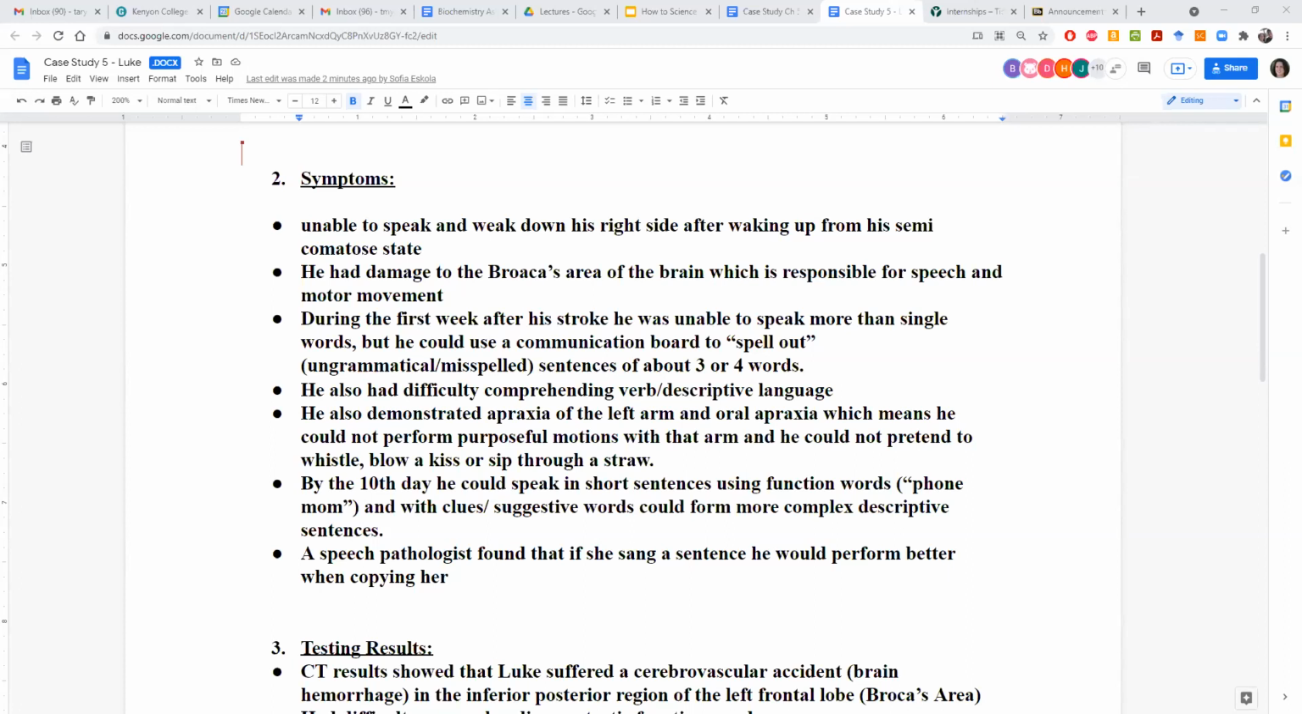By the 10th day, he could speak in short sentences using function words like phone, mom, and with clues and suggestive words, he could form more complex descriptive sentences. The example in the case was he was talking about a jacket, and the doctor would say leather, and he would be like, yeah, leather coat, black or something. The speech pathologist that he worked with found that if she sang a sentence, he could perform better when copying her.